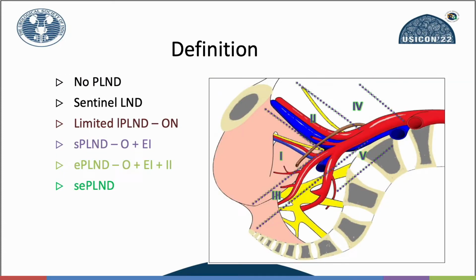So, the limited pelvic lymph node dissection involves removal of only the obturator nodes. The standard one involves removal of obturator and external iliac nodes. The extended lymph node dissection involves removal of obturator, external iliac and internal iliac nodes. Some people also consider it up to the crossing of iliac vessels. And the superextended involves removal of all the groups of lymph nodes, including the presacral ones.